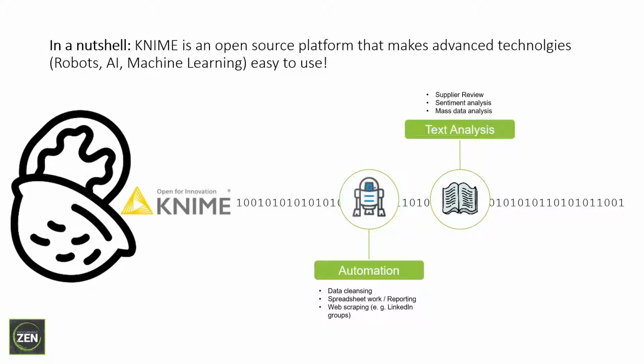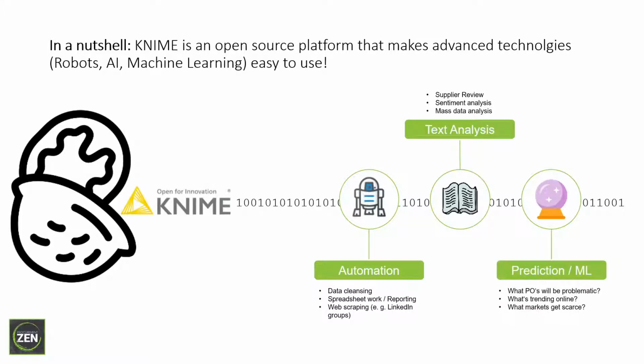And the third and most advanced technique that you can use in Knime is basically prediction and machine learning. For example, you could have a look at what purchase orders will be problematic, what's trending online, what are important growing markets, maybe also for you, what markets get scarce, and so on.